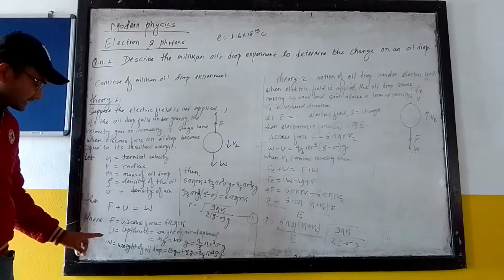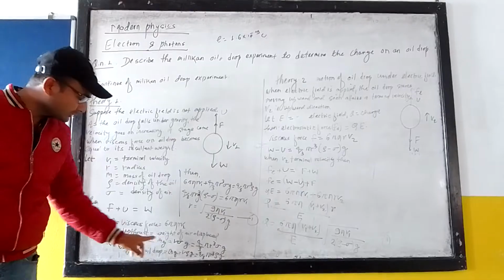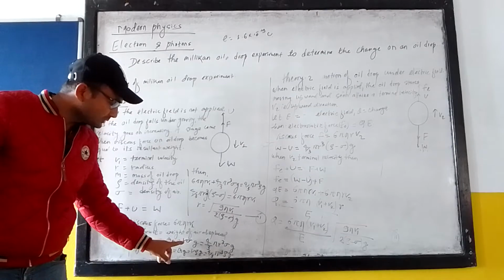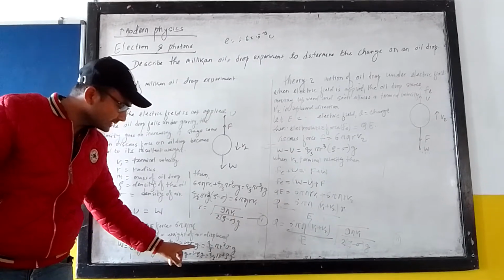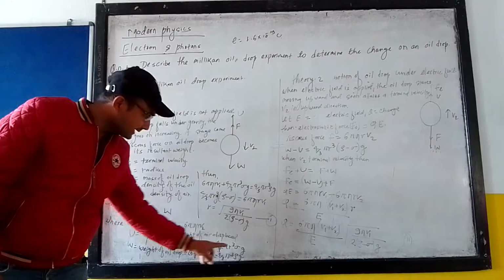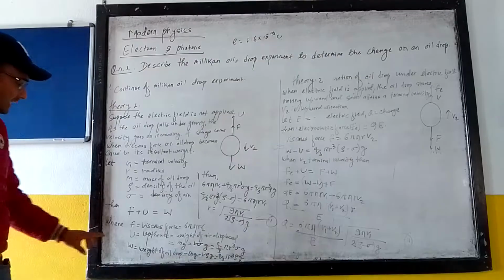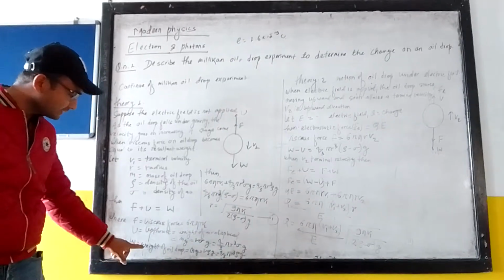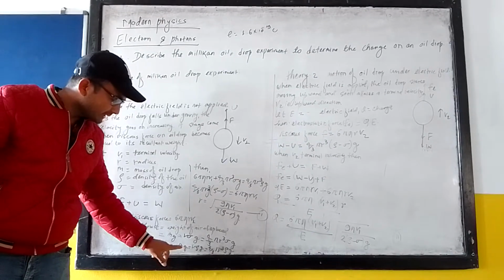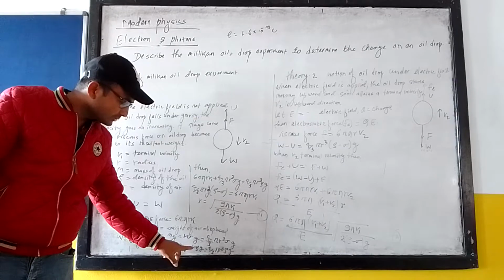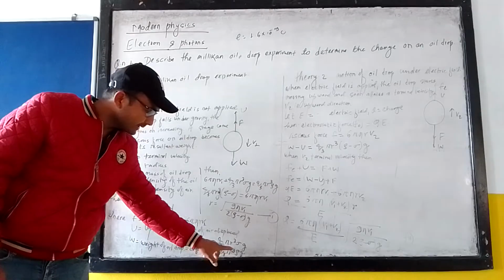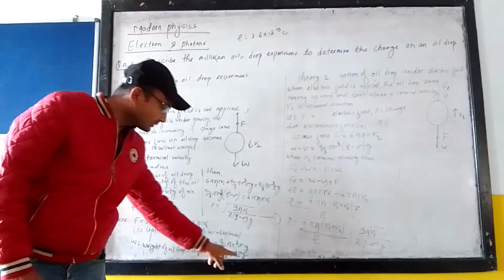Air also pushes this oil drop in the upward direction, which is equal to the weight of the air displaced, and the weight formula we know is mg, where m equals volume into density, so volume into density into g. In the place of volume, we write 4 by 3 pi r cube, and rho is as it is, g is as it is. And the next one, the weight of the oil drop, W represents it, and the formula is mg, and m equals volume into density. So in the place of volume we write the same as we have written here, 4 by 3 pi r cube rho g.